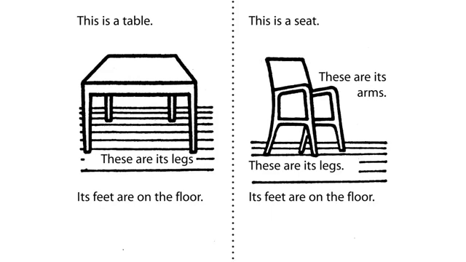These are its legs. Its feet are on the floor. This is a seat. These are its arms. These are its legs. Its feet are on the floor.